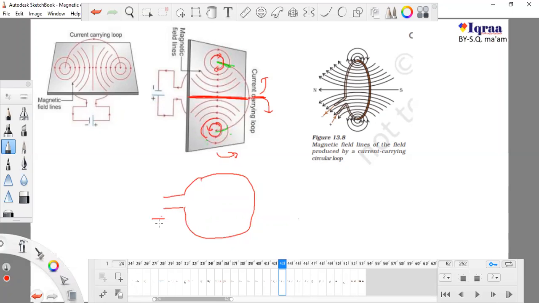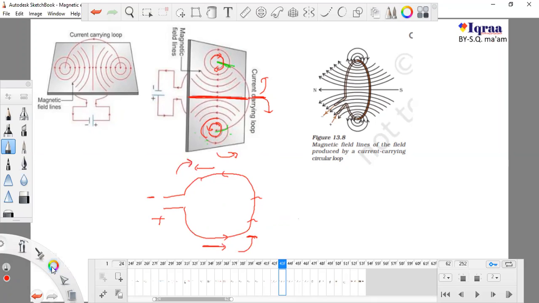Okay, it is positive, it is negative. How is the electric current flowing? Electric current is flowing like this. This is electric current, this is electric current, and this is the direction of the magnetic field line, and in this case this is the direction of the magnetic field line.